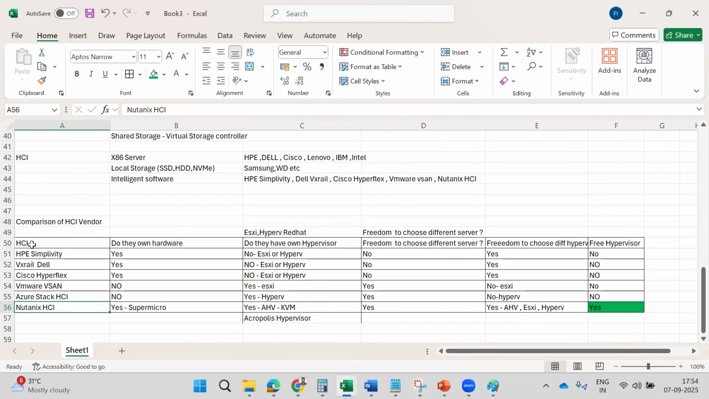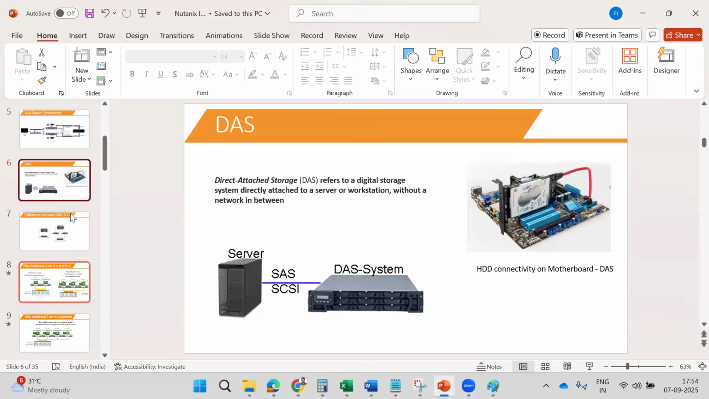But if I have a question now, which vendor I should go with, you have to tell this one: free hypervisor, because only Nutanix can give you a free hypervisor. And this adds a lot of value to my customer. Hence, I'm happy to take Nutanix HCI as my HCI vendor. Okay, so now let me quickly take this.